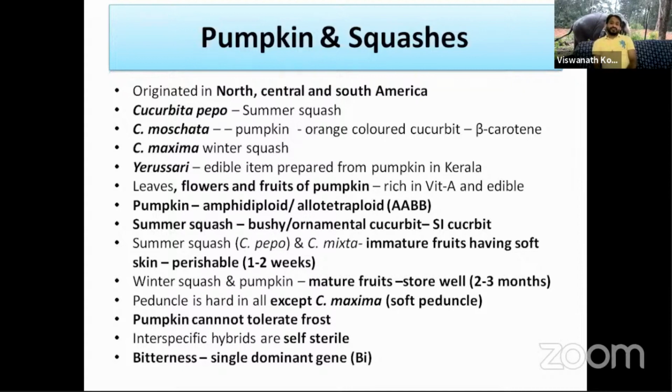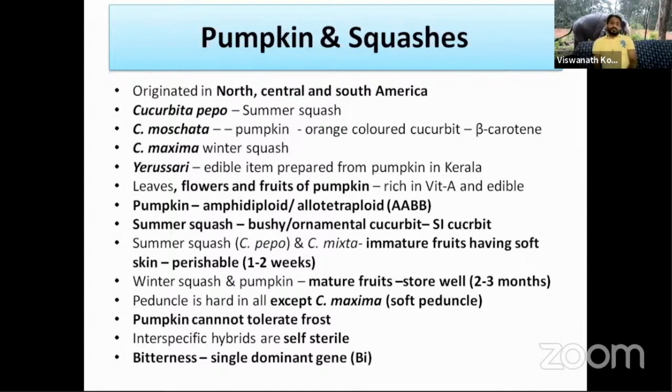In the case of winter squash and pumpkin, we harvest them at the mature stage. They can be stored well up to 2 to 3 months. Summer squash, we harvest immature fruits. Whereas in winter squash and pumpkin, we harvest mature fruits. Summer squash cannot store well, and winter squash and pumpkin store well because we are harvesting mature fruits.